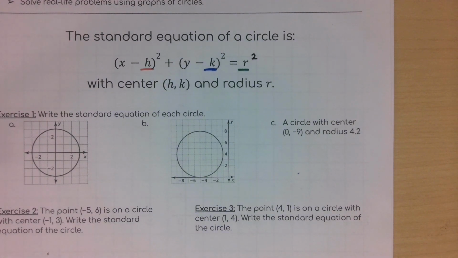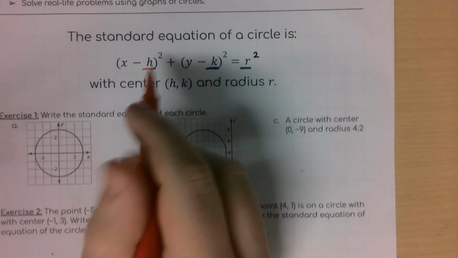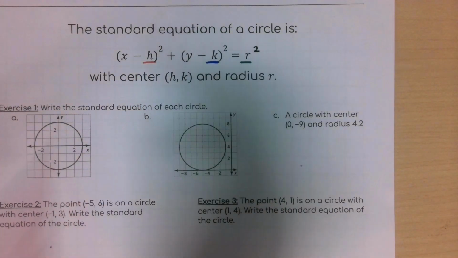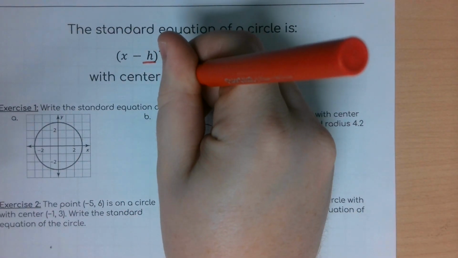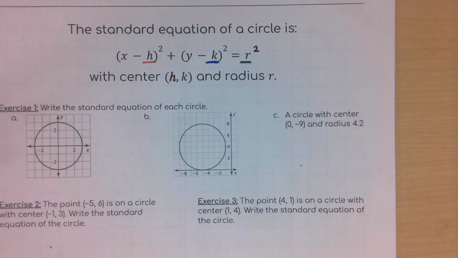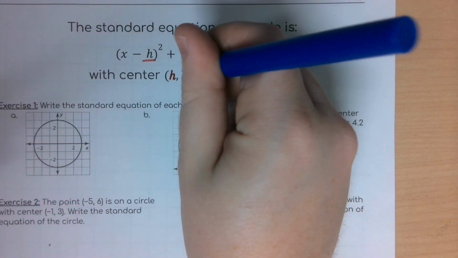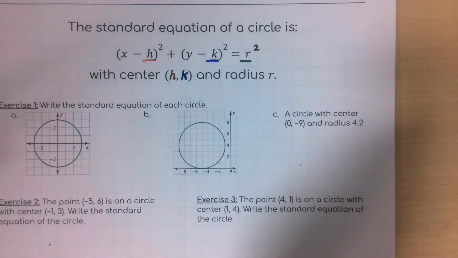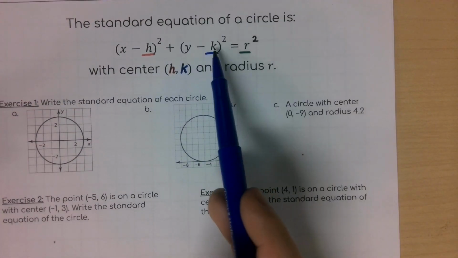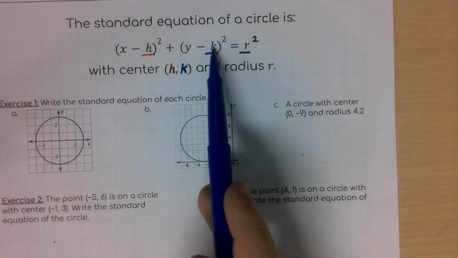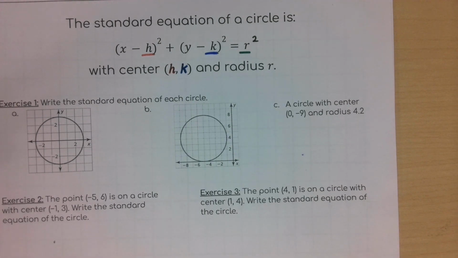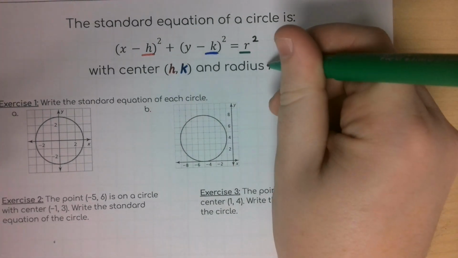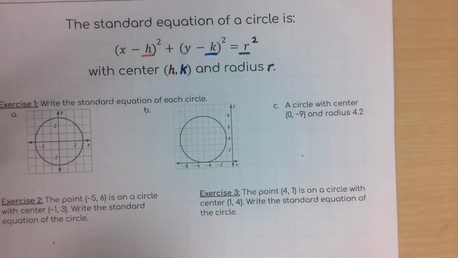The formula looks a bit complicated, but it goes like this. Starts with x minus h squared. H is how far to the left or right you'd like to move your circle. Then we have y minus k squared. K is how much up or down you'd like to move your graph. So if your graph is up 3, k would be 3. If your graph was down 7, k would be negative 7. The radius of your circle is going to be what r is.